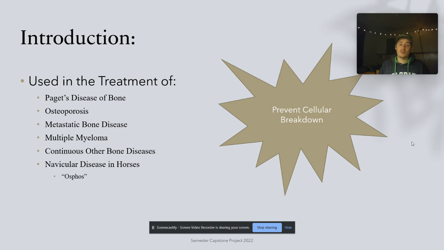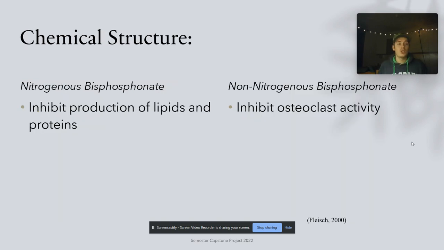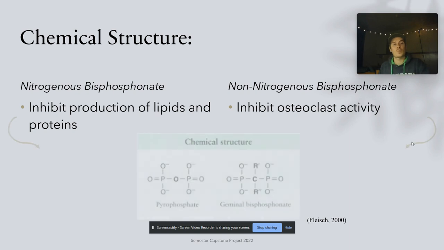Bisphosphonates are used in the treatment of diseases that are caused by the breakdown of bone in both the veterinary and human medicine industries. And ultimately, what it does and what it's used for is to prevent cellular breakdown. So there are two different types of bisphosphonates: a nitrogenous bisphosphonate that inhibits production of lipids and proteins, and a non-nitrogenous bisphosphonate that inhibits osteoclast activity. And today we will be looking more into non-nitrogenous bisphosphonates.